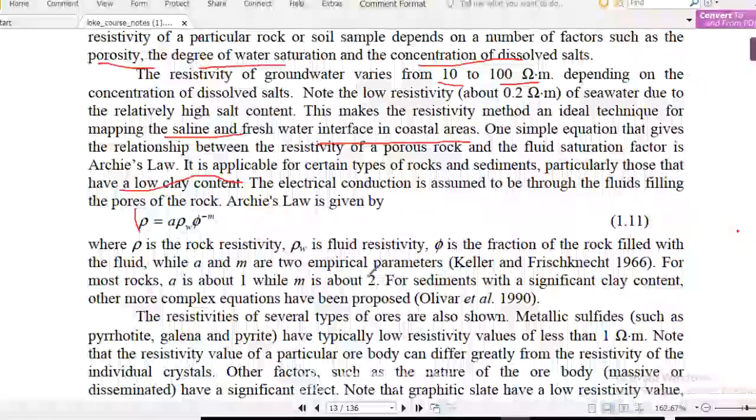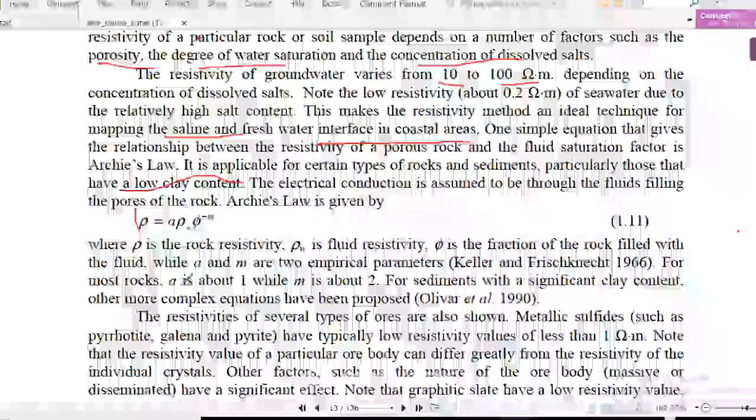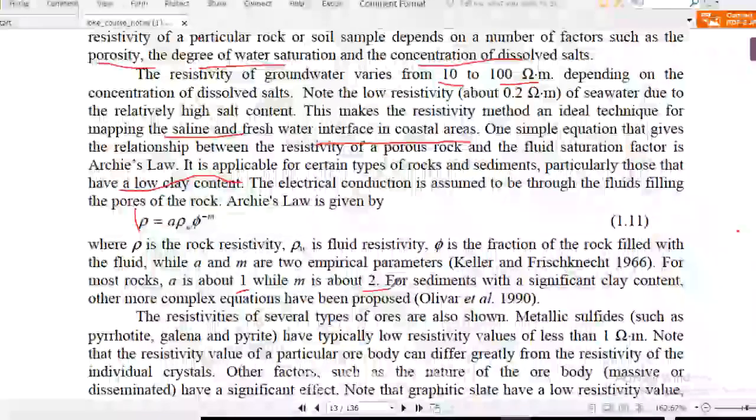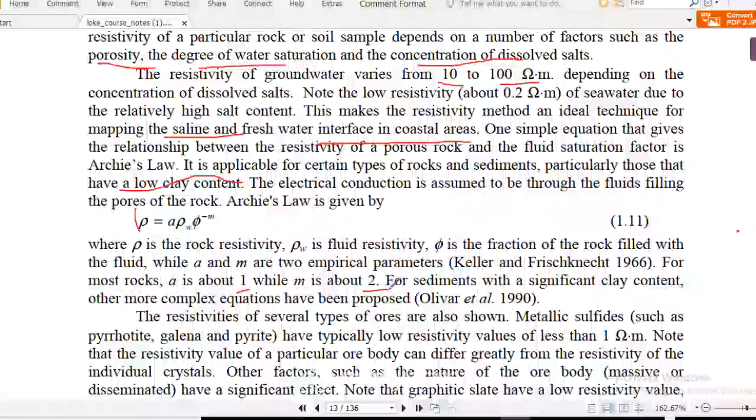A and m are two empirical parameters by Archie, 1942. A is 1 for most rock, and m is 2. For sedimentary rocks with a significant clay content, other more complex equations have been proposed by Winsauer.